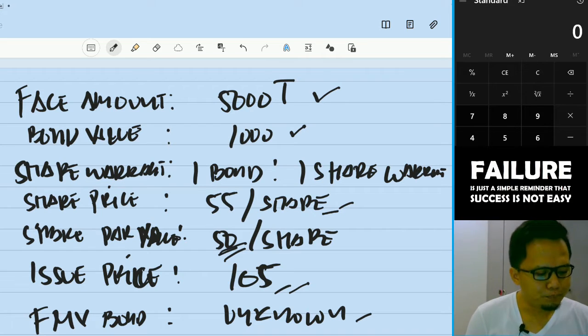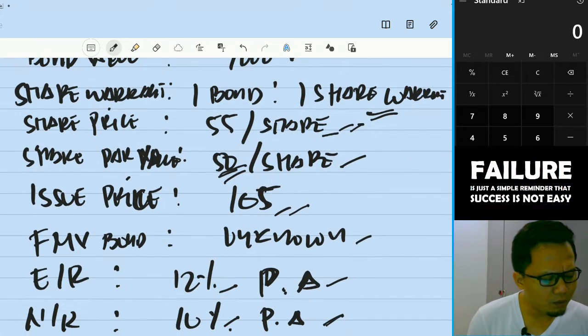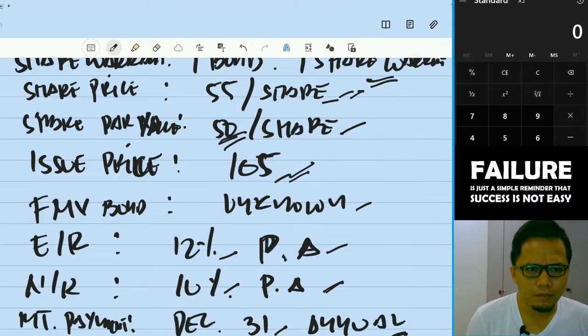Now, still the face amount is 5 million. Each bond certificate has a value of 1,000 pesos pa rin. Each bond certificate includes one share warrant which can purchase a share at 55 per share. The par value is the same pa rin at 105, and the issue price is 105 pa rin. But this time, the fair market value is unknown.